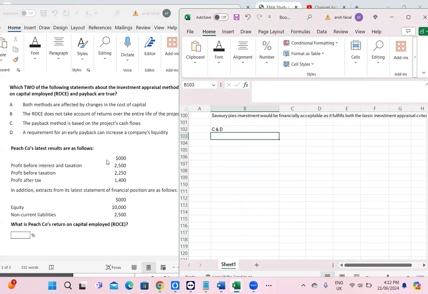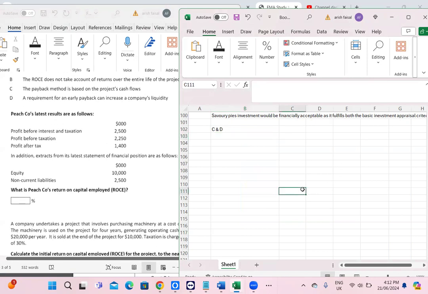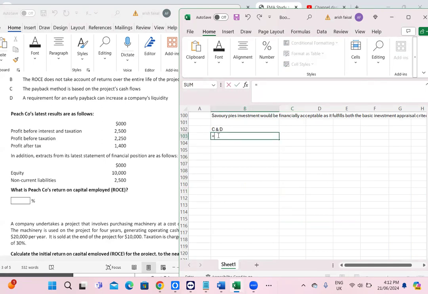Okay. For the second one, they have asked you to find the return on capital employed. They have just given you an extract with three profit figures: profit before interest and tax, before taxation, and after tax. When calculating the return on capital employed, you have to use the operating profit, which is profit before interest and tax. So we will use this 2.5 million. And as far as the capital employed is concerned, it means the total financing of the company, which will include your equity as well as the non-current liabilities.